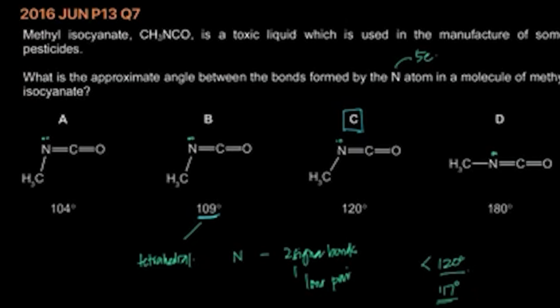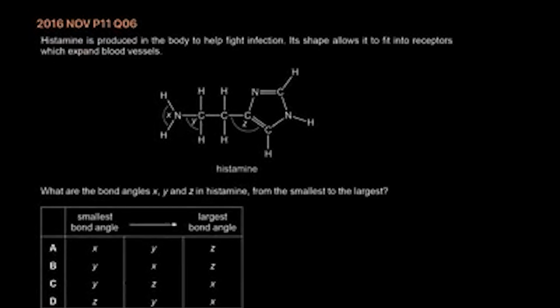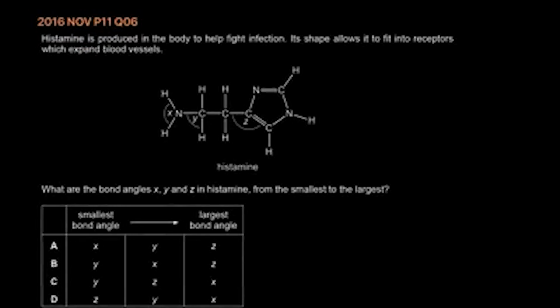Now let's look at the next one. In this case, histamine is produced in the body to help infection. So this is the histamine molecule. Again, in all these cases, they've given you structures, not shapes. Whenever it says smallest to largest, please be able to identify the actual bond angle. So for X, Y, and Z, find all actual bond angles.